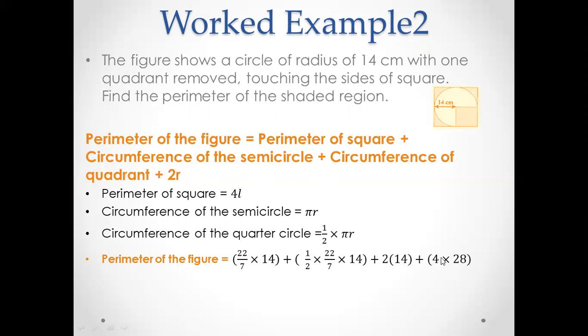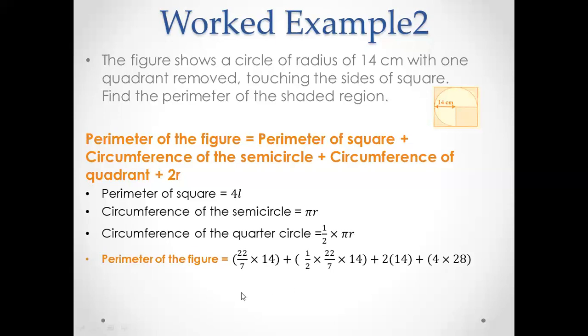This 4 is for the 4 sides and 28 is the length of the side of the square. We got this 28 because we know that the radius of the semicircle is 14. If this is 14, that means the diameter is 28. It shows that this side of the square is 28. And we know that all the sides of a square are always the same. So we will be using 28 as the length and 4L as the formula for the perimeter of the square.